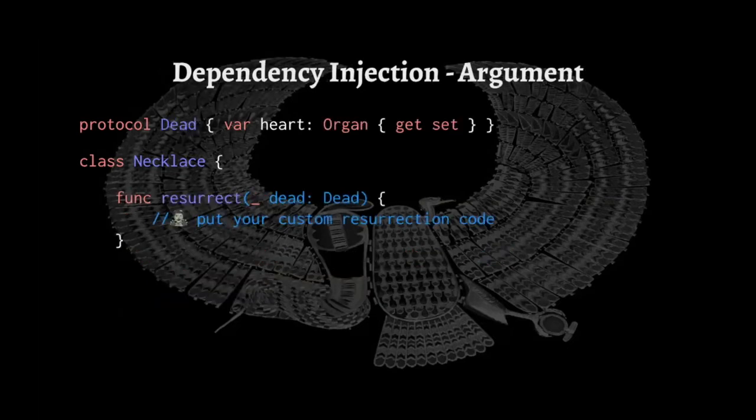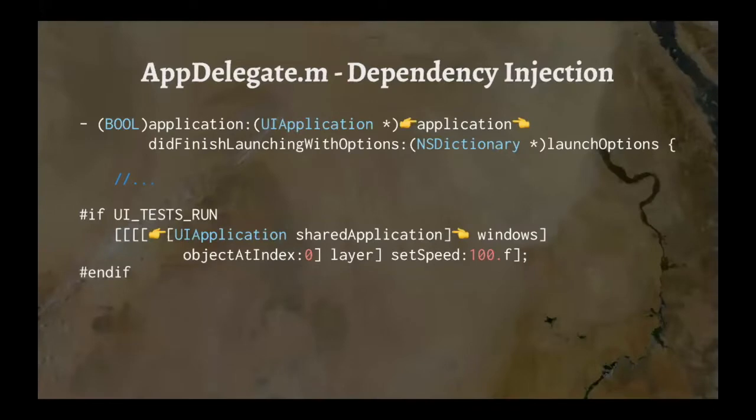And there's also a case in which you can put in dependencies through an argument of a function. So the necklace could have a resurrect function and it would take a dead object. And while running unit tests, you would just put your own implementation into it. And this was also the case for application didFinishLaunchingWithOptions. So you get this argument application, and of course you can use it in the implementation of the method. And while executing unit tests, you could provide your stub version of the application to verify that the function did what it was supposed to do in the first place.